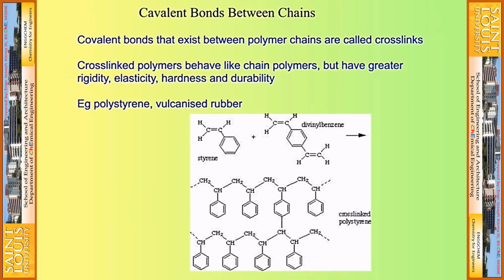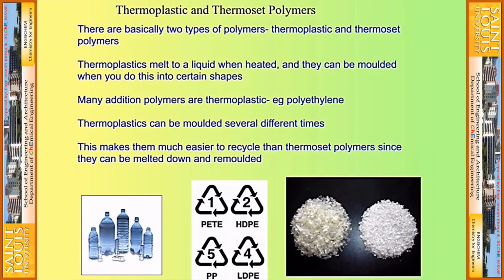Covalent bonds that exist between polymer chains are called crosslinks. Cross-link polymers behave like chain polymers but have greater rigidity, elasticity, hardness, and durability. There are basically two types of polymers: thermoplastic and thermoset polymers. Thermoplastics melt to a liquid when heated, and they can be molded when you do this into certain shapes.